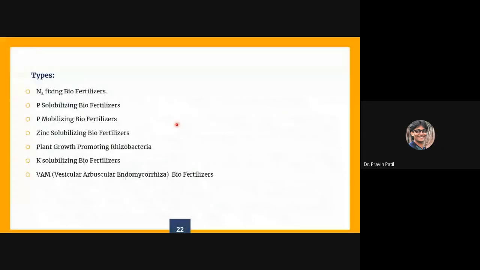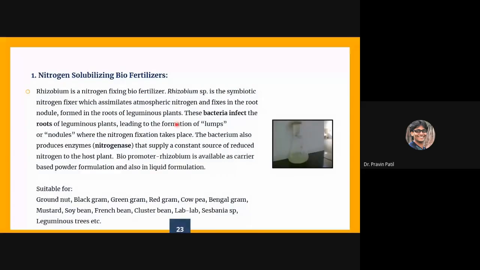Let's also see the other types as well. There are potassium mobilizing biofertilizers, zinc solubilizing biofertilizers, plant growth promoting biofertilizers, potassium solubilizing biofertilizers, and there is vesicular arbuscular endomycorrhiza, which is a fungal species biofertilizer. We'll see them one by one briefly.